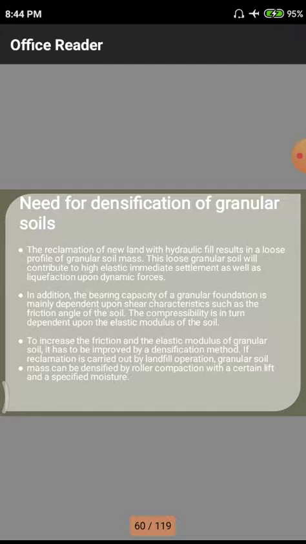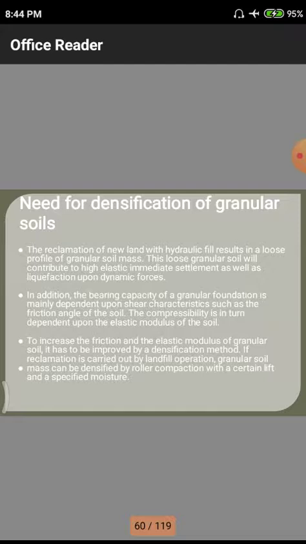In some cases the soil bearing capacity is very low, and we need to use extra soil, which can be brought from another place and filled on the particular place where our structure is located, so that we have some extra bearing strength and frictional properties for the structure itself. Next, to increase the friction and the elastic modulus of granular soil, it is improved by the densification method.